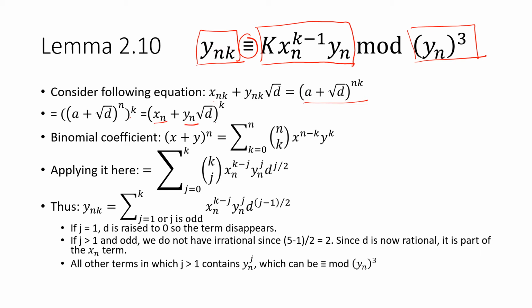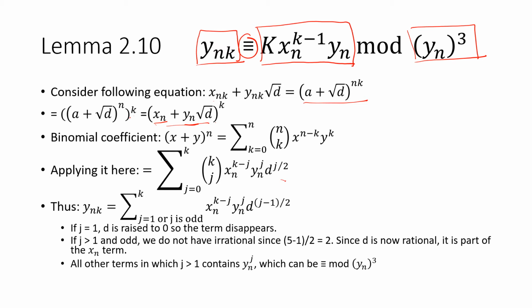Now we consider the binomial theorem, where x plus y to the power of n can be expanded as the summation of k equals 0 to n, n choose k, x to the n minus k, and y to the k. If we apply this to our expression, we have the summation of j equals 0 to k, k choose j, x of n to the k minus j, y of n to the power of j. And now we have this term, d to the power of j divided by 2.